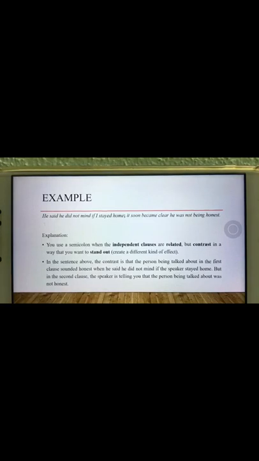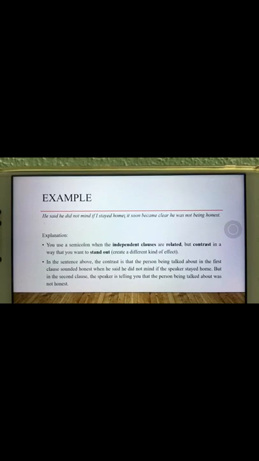Let's look more closely at the use of a semicolon. For example, he said he did not mind if I stay home; it soon became clear he was not being honest. So, what does this sentence explain? The explanation of this sentence is you use a semicolon when the independent clauses are related but contrast in a way that you want to stand out. So it creates a different kind of effect, which is one of the functions of a semicolon.